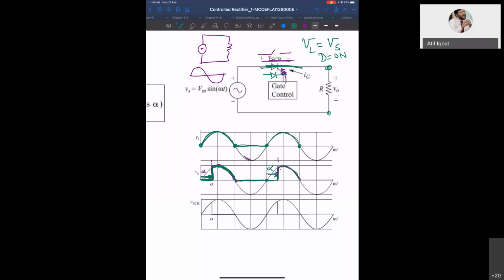Now, if you compare the average voltage of this and the average voltage of this, which one will be higher? Can you repeat the question? Okay, before going to the question, do you understand this waveform? Yes, I understand this waveform.